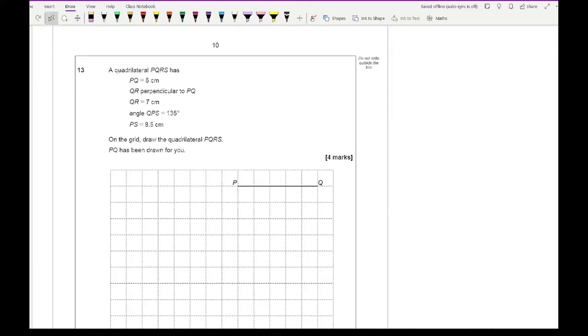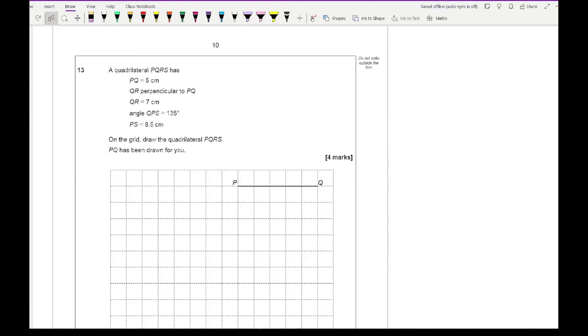Now, looking at question 13, it says that quadrilateral PQRS has PQ 5 centimetres, QR is perpendicular to PQ, QR is 7 centimetres, angle QPS is 135 degrees, and PS is 8.5 centimetres. On the grid, draw the quadrilateral PQRS. PQ has been drawn for you.